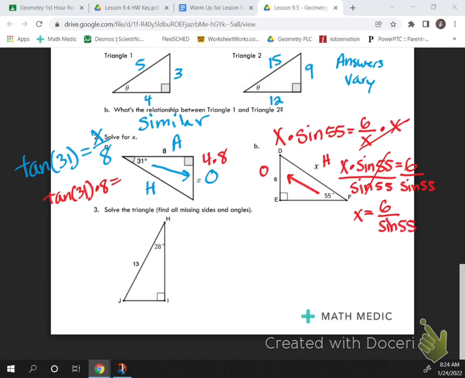So in your calculator, you can do the 6 divided by what the sine of 55 is. So be careful with this one. Algebra. If you're confused, it all comes back to algebra.